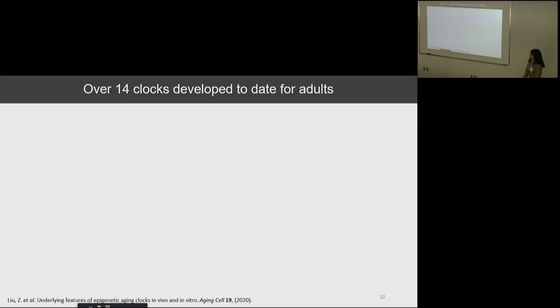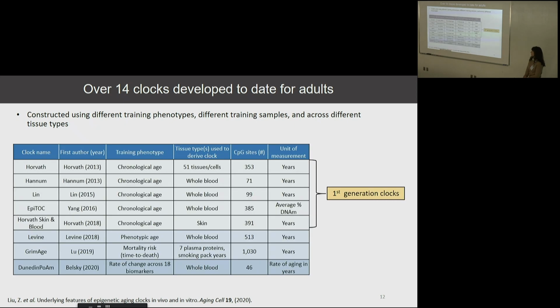There are over 14 clocks that have been developed to date for adults. There are also pediatric or prenatal clocks, but I'll just talk about the ones in adults for now. What makes these different, again, is that they're constructed using slightly different phenotypes in different training samples and across different tissue types. Here I'm just going to show you a few that have been developed. The first clocks were developed by Horvath and Hannum back in 2013. These were trained on chronological age.